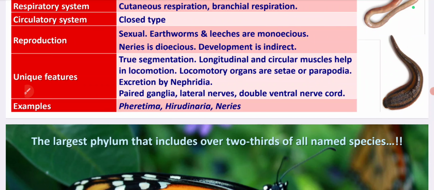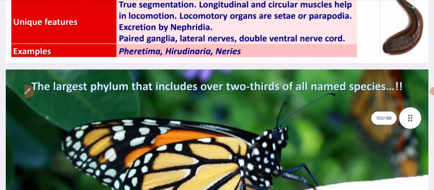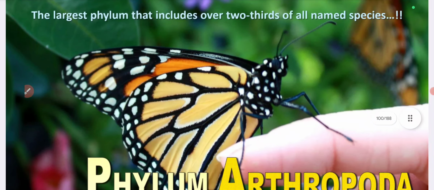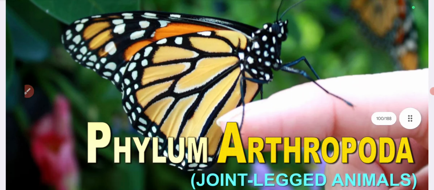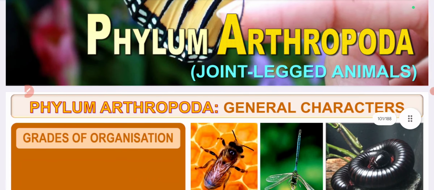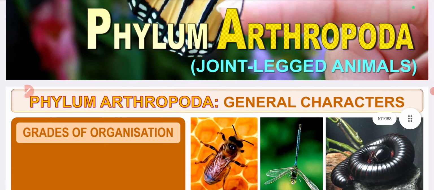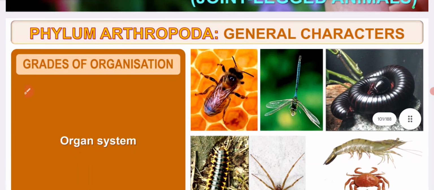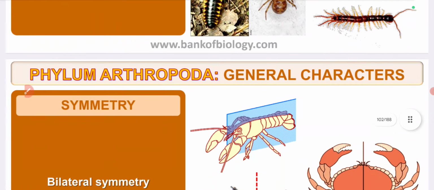Examples: Pheretima, Hirudinaria, Nereis. Next is your next phylum, Arthropoda. It is the largest phylum that includes over 2/3 of all named species. Arthropoda means joint-legged animals. Grade of organization is organ system level of organization.